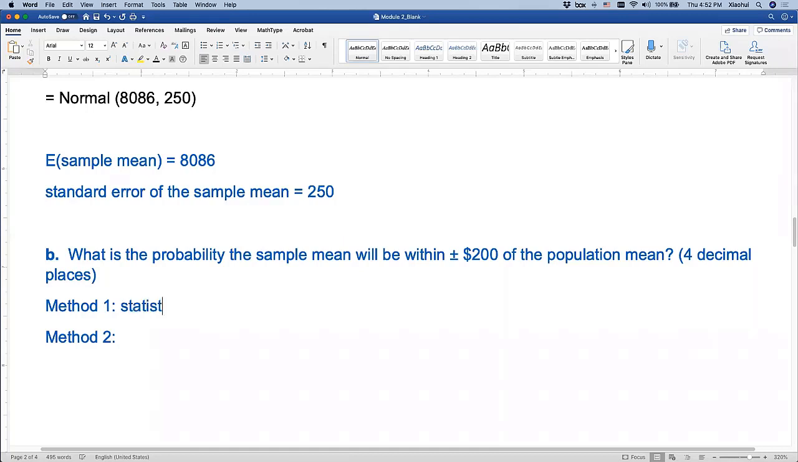a statistical table. So far, we have only learned the Z table, but later on we're going to change it to some other table. It's going to be a Z table or some other table. Okay. And then method 2.